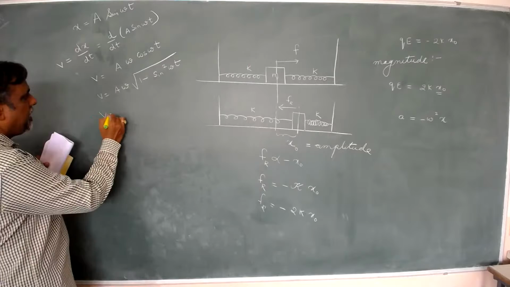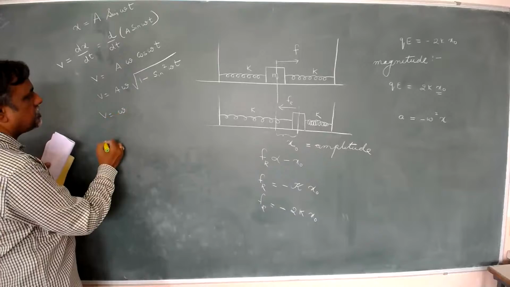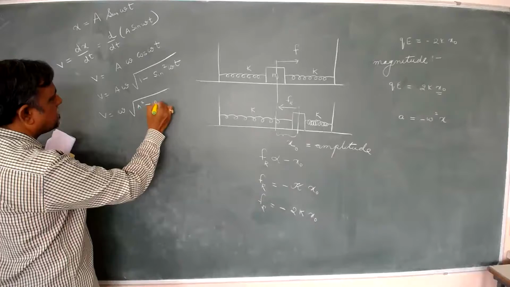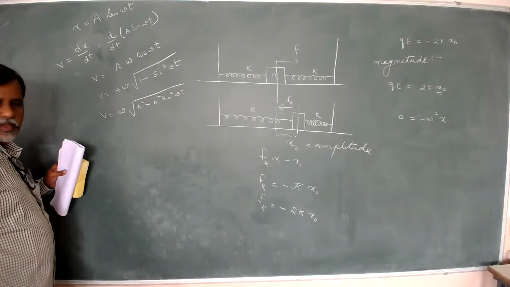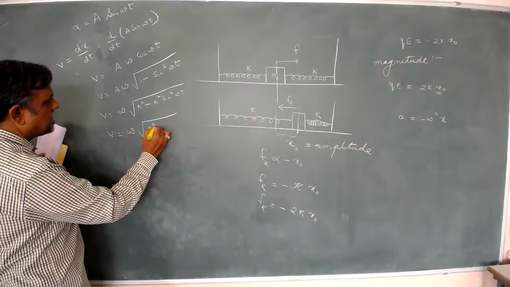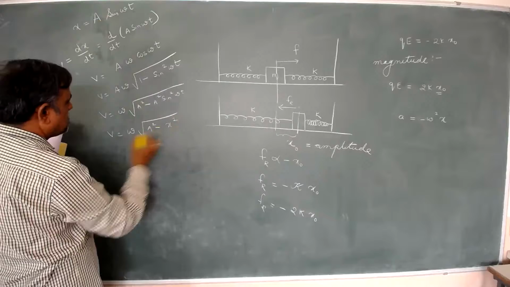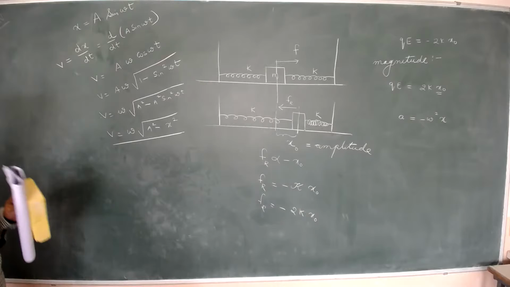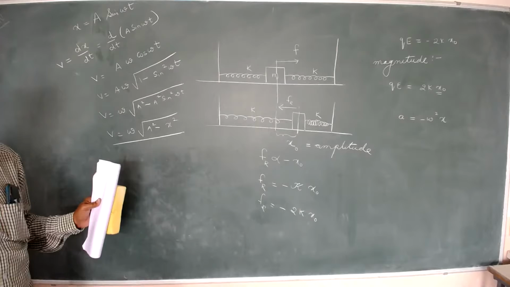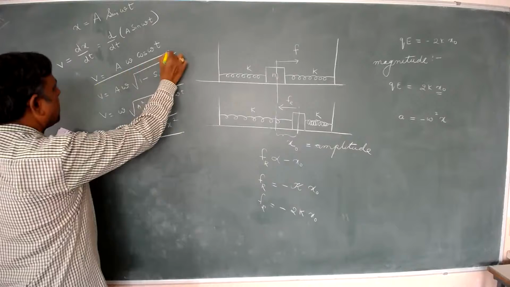So V is equal to A omega, and this A I will send inside. If I send it inside, we get A square minus A square sine square omega t. So velocity V is equal to omega into under root A square minus X square. So this is the equation for velocity. When a particle executes simple harmonic motion, the velocity equation can be written as omega into under root A square minus X square.